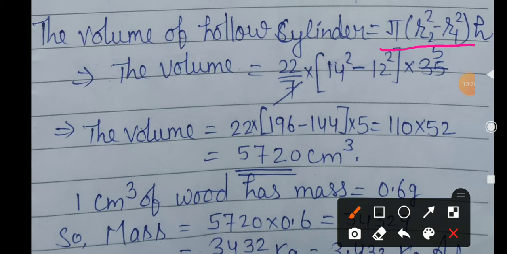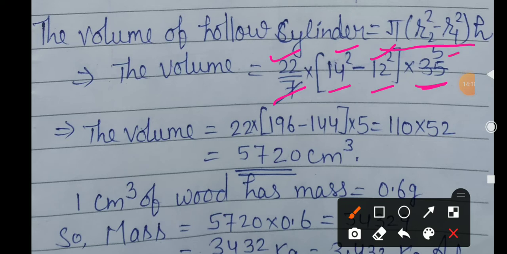So you have to take the outer radius square minus inner radius square, and then you have to put the value of R2 and R1 in this formula, and also the value of pi, and also the value of H, and then you have to solve these things. So you put the value of pi as 22 upon 7, R2 is 14 and R1 is 12, into H is 35. R2 square is here, so 14 squared, and R1 square is here, so 12 squared. Then you have to cut this 7 with 35, and it is converted into 5.